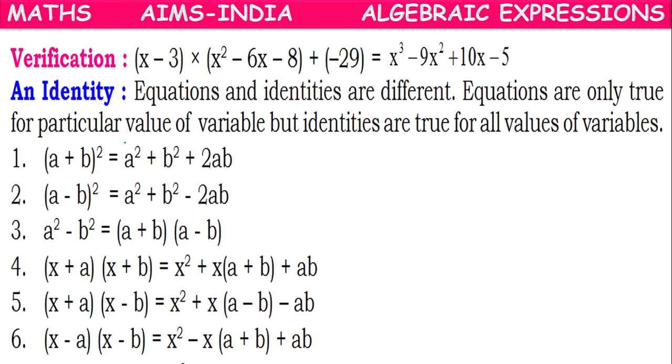So it is true for positive values, negative values, rational numbers. We can take root values also. It will be always true, meaning for any variable it is true. So this is called an identity. An equation which is true for all values of variables is called an identity.